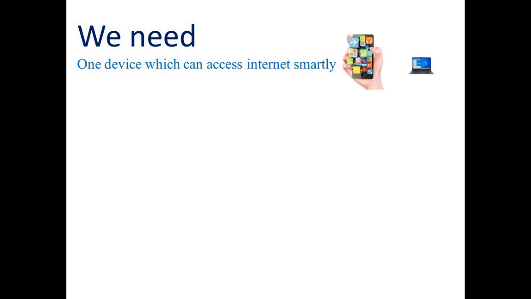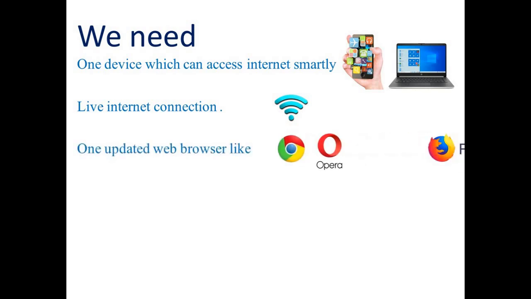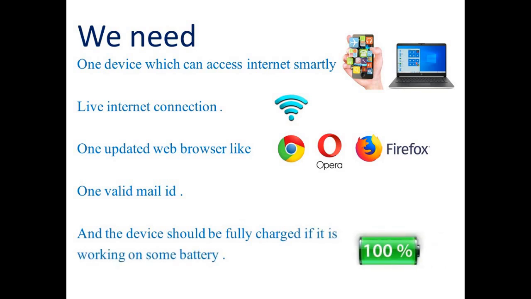Well, we need one device which can access the internet smartly. That may be a smartphone, maybe a computer or laptop. Then we need a live internet connection, one updated web browser, maybe Google Chrome, Opera, or Firefox. Then we need one valid mail ID. And the most vital, our device should be fully charged if it is working on battery.